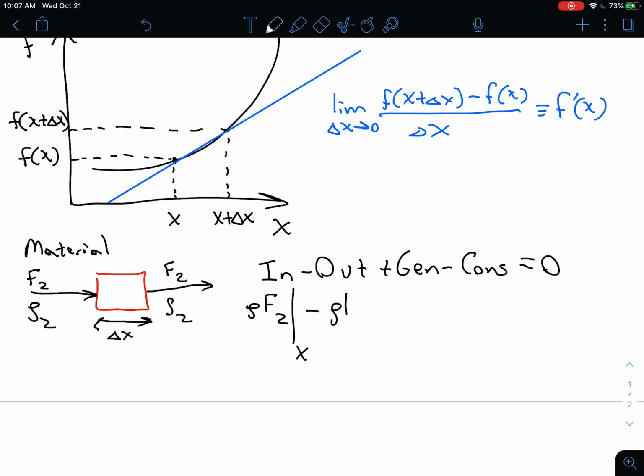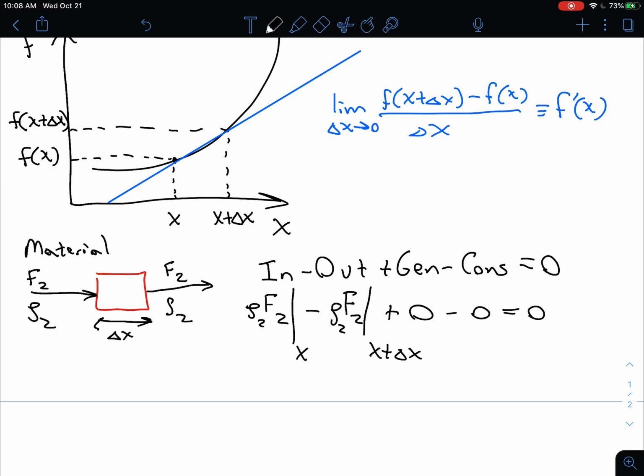The output, rho F2, occurs at x plus delta x. There is no generation of mass in this problem, and there's no consumption of mass. This equals 0. So for the moment, this really just evaluates to 0 equals 0. So it's not interesting. But just as an exercise, let's relax the assumption that F2 is constant. We'll find that the math actually, if we assume rho 2 is constant, will force us to assume that F2 is constant as well.